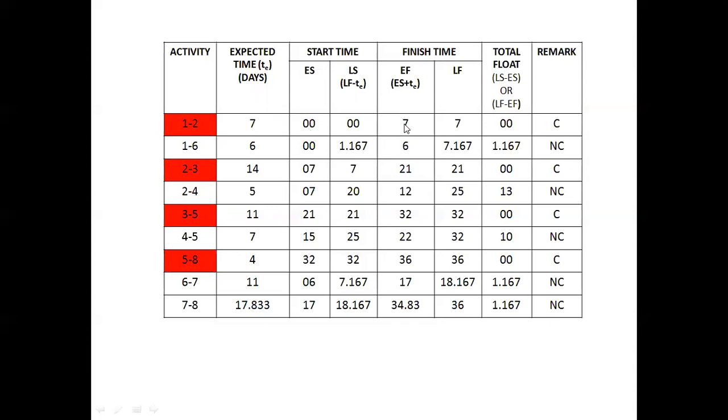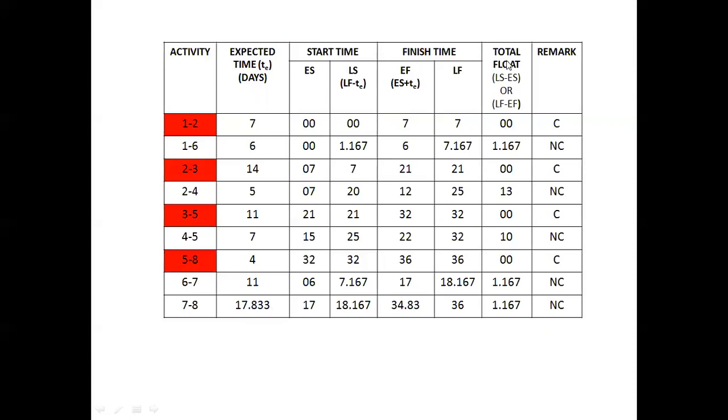0 plus 7 is equal to 7. 0 plus 6 equal to 6. 7 plus 14 is 21. And 7 plus 5 is 12. 21, 11, 32, 15, 7, 22. Then 32 plus 4 is 36. Then 6 plus 11 is 17. And finally, 17 plus 17.833 is 34.8333. So like that, you have calculated all four time elements: earliest start, latest start, earliest finish, latest finish.